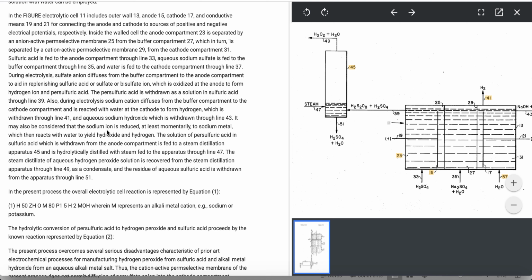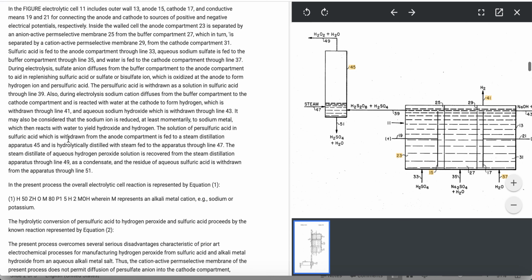Sodium ion is reduced at least momentarily to sodium metal, which then reacts with water to yield hydroxide and hydrogen. So 45 is the solution of persulfuric acid and sulfuric acid, which is withdrawn from the anode compartment and fed to the steam distillation apparatus and is hydrolytically distilled with steam fed to the apparatus through line 47.